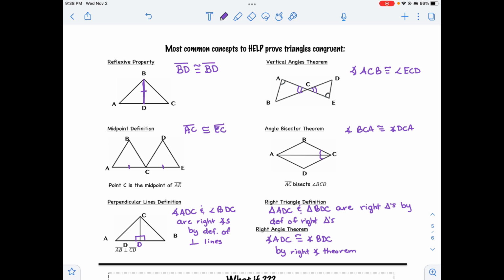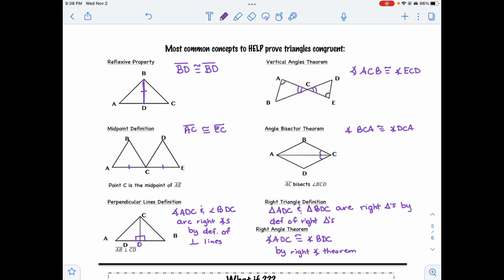So we have the reflexive property, BD, so we have the same line basically. Obviously BD is congruent to BD. Sometimes we'll say BD is congruent to DB. You might hear that as symmetry, but when it's the same line, we use reflexive. And so those are congruent. And then we have vertical angle theorem. If I mark A and E, then you know what's corresponding. So angle ACB is congruent to angle ECD.